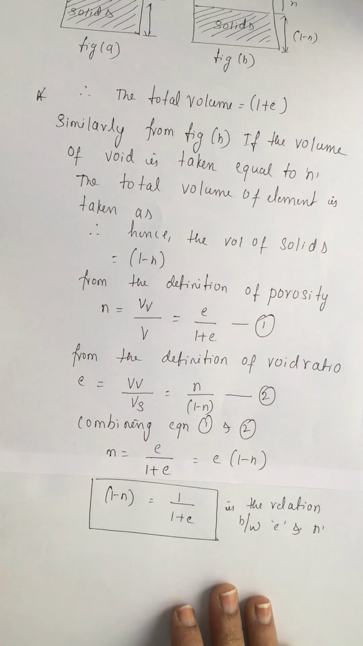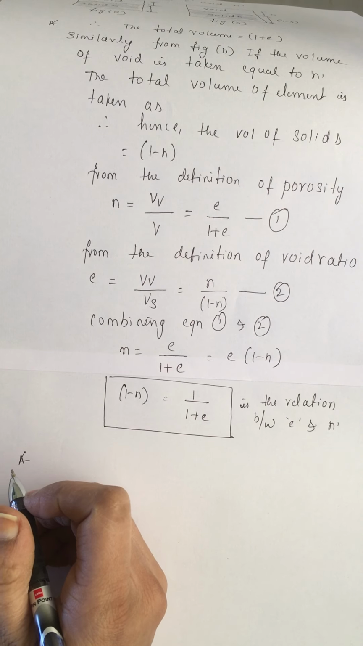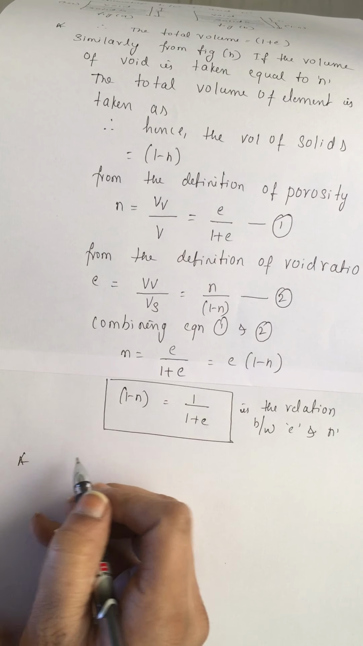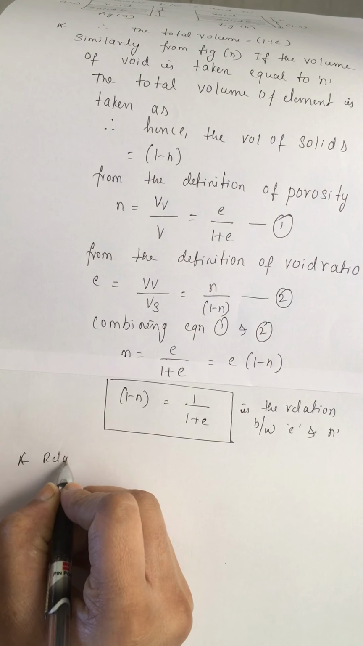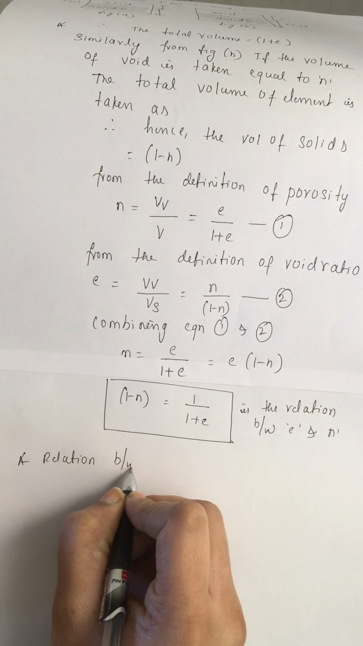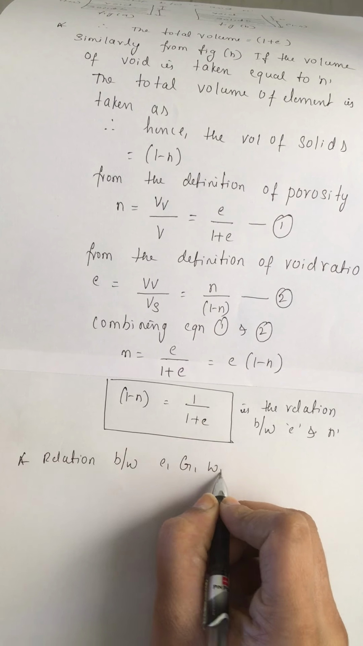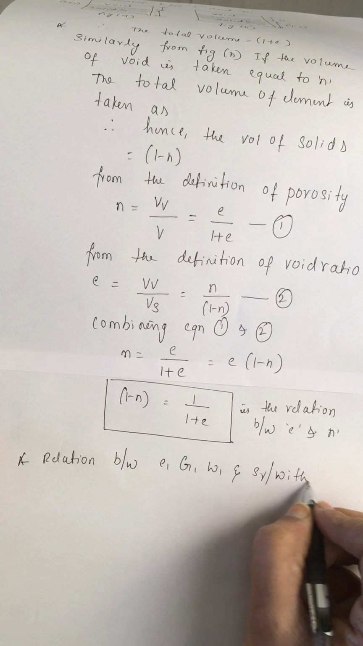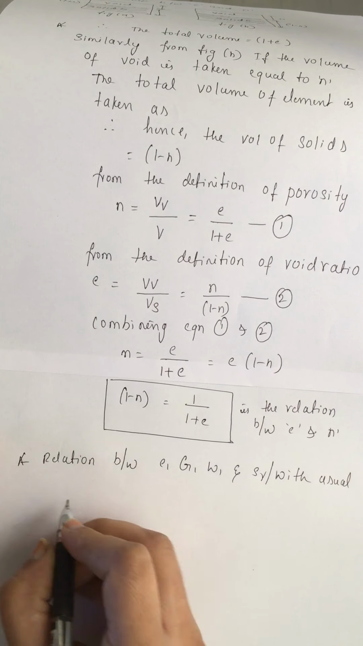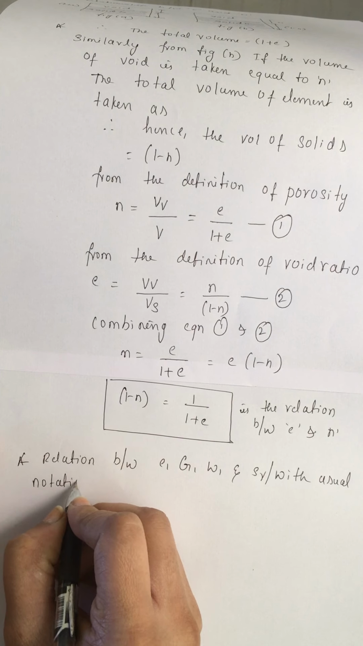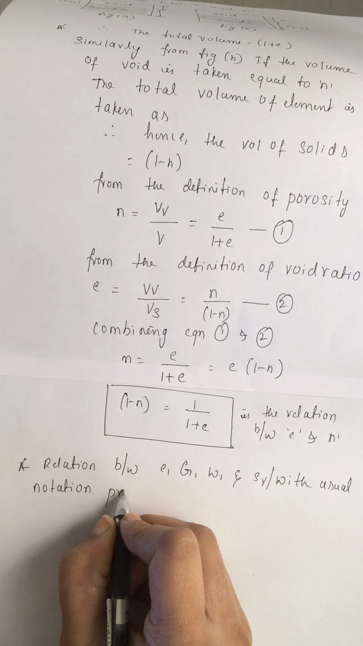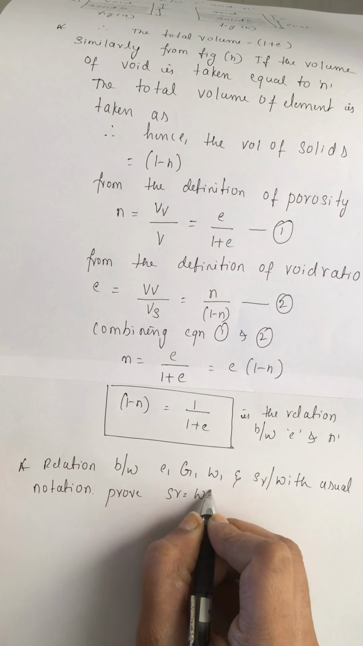So let us study, in the second part, the relationship between void ratio, specific gravity, water content and degree of saturation. Relation between e, G, w and Sr with usual notation. Prove, we can also say it as, prove Sr is equal to wG.